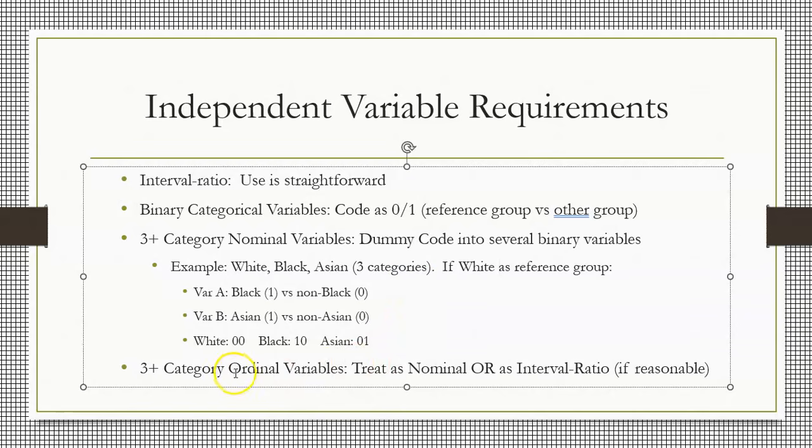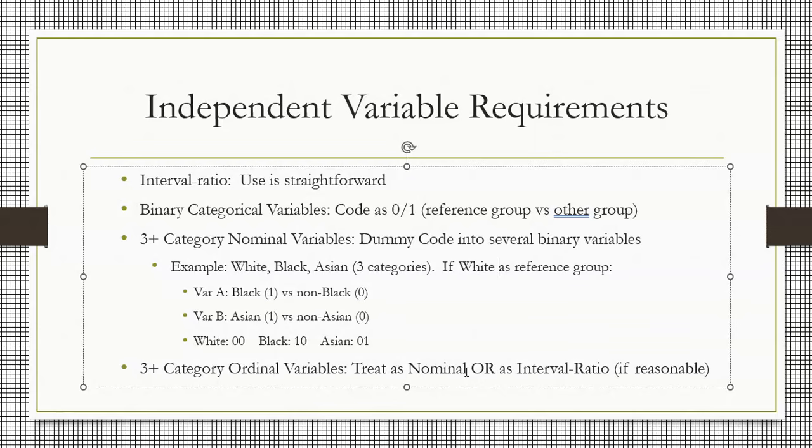Now, the hardest thing to deal with really is the ordinal variables in a way. You have to treat them either as nominal or as interval ratio. If you treat it as nominal, the most common thing would be to take the lowest category and treat that as your reference group, but that can be problematic. Ordinal is where you have categories, but the order of those categories means something.